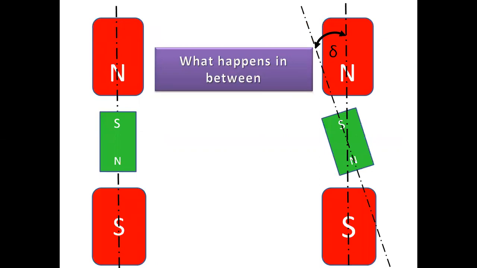As we know, the synchronous motor works on the principle of magnetic locking. So the stator and rotor poles are aligned in a specific position and the motor continues to run at synchronous speed.